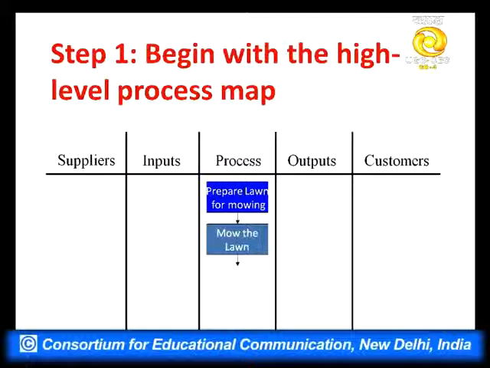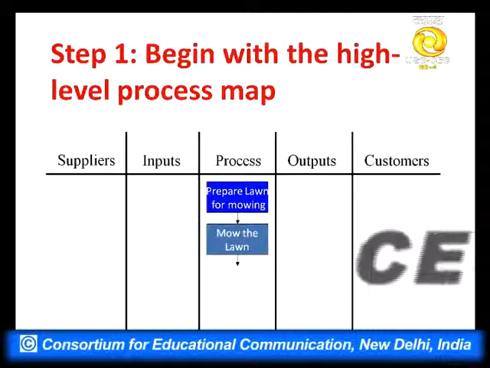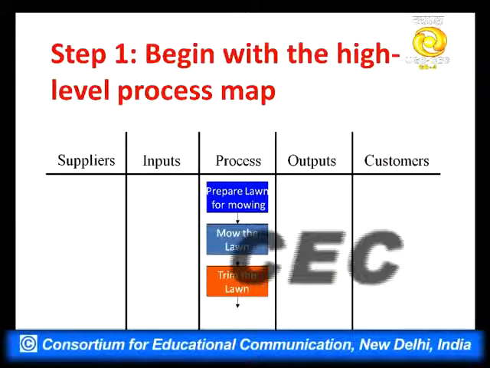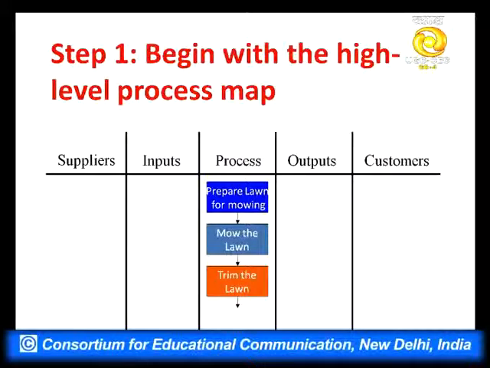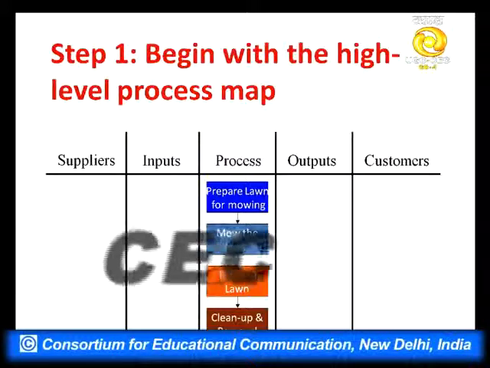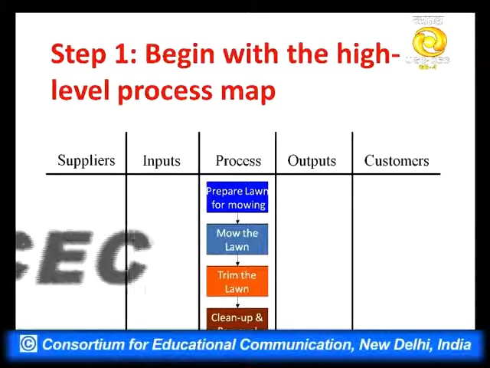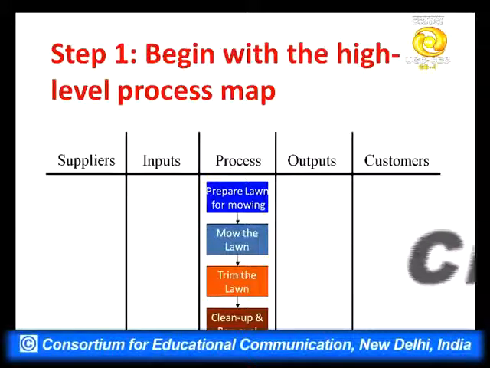After clearing the lawn, the next step is mow the lawn, and then final trimming will have to be done, so the third step is trim the lawn, and finally clean up and removal. These four steps are part of the process of mowing the lawn. I will repeat. First one is prepare lawn for mowing, mow the lawn, trim the lawn, clean up and removal, and this is the complete process of mowing the lawn.